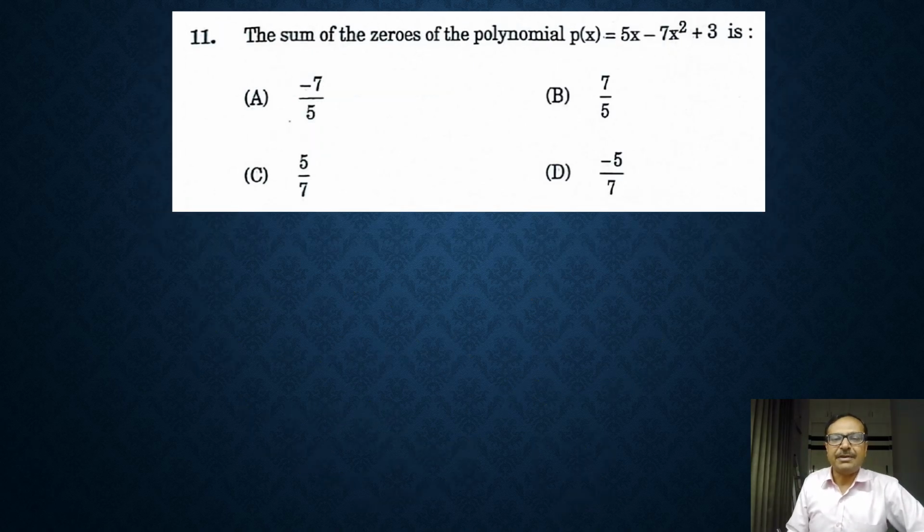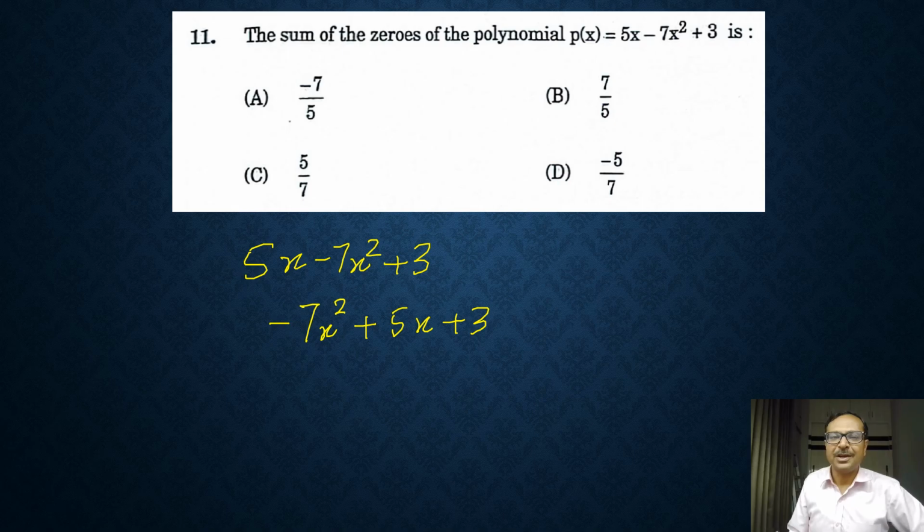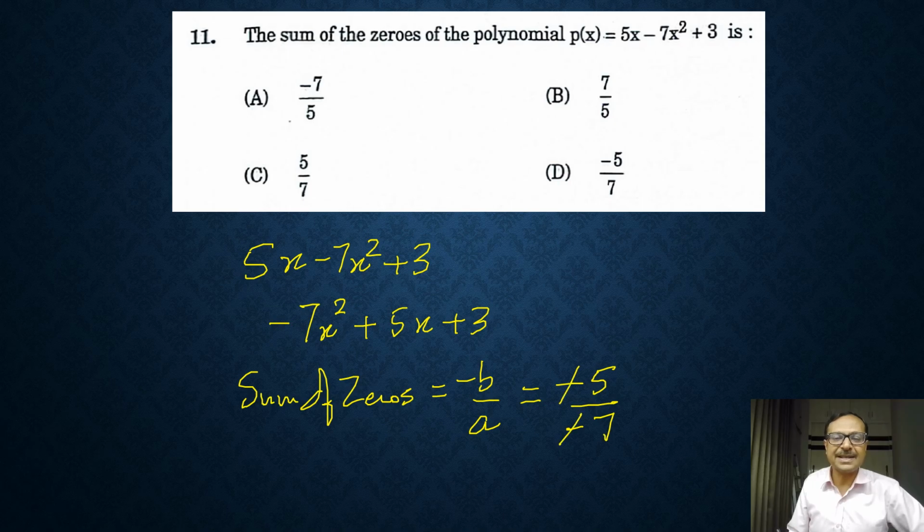Likewise, question number 11, again tactical. He gave 5x minus 7x square plus 3. If you don't rearrange that to a standard form, you're going to get your answer wrong. So the standard form is minus 7x square first, then plus 5x, and then plus 3. Now the sum of zeros, which he is asking us to find, is given by negative b upon a. Negative b is negative 5, upon a, which is negative 7. So the negatives cancel, and you have the answer as 5 upon 7. Option C happens to be the correct answer.